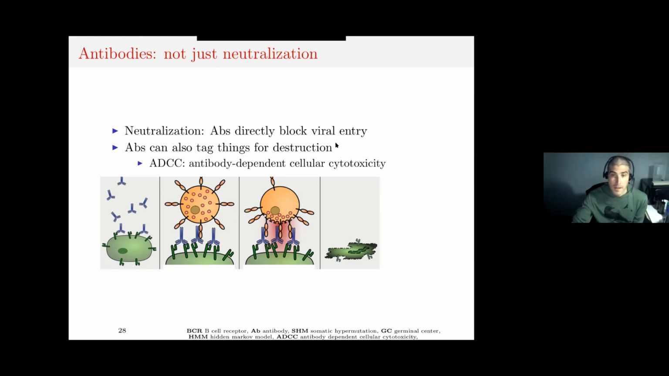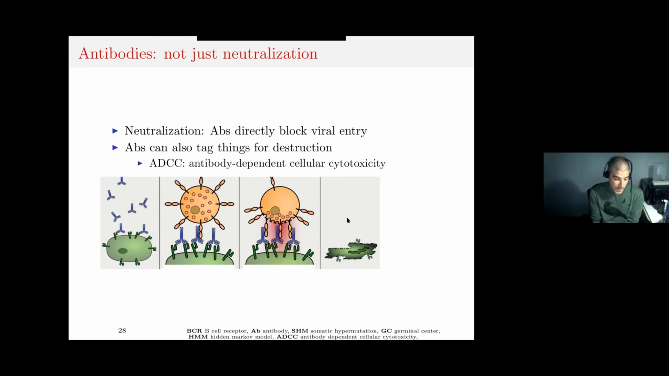Another way that antibodies can contribute to viral control is with something called ADCC, which stands for antibody-dependent cellular cytotoxicity. And this is illustrated here. We have a cloud of antibodies binding to something they don't like here. And then some other effector cell from the immune system is binding to kind of the backside of the antibodies, and then shooting laser beams at the cell and lysing it to destroy it.